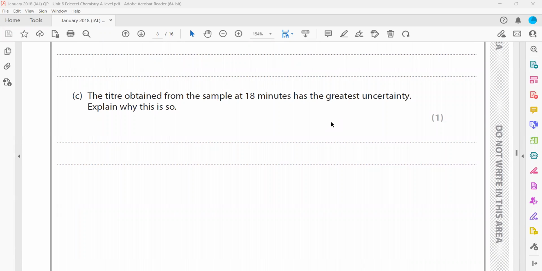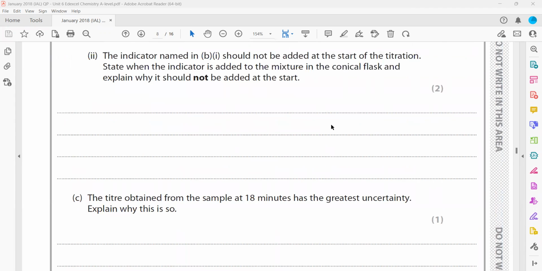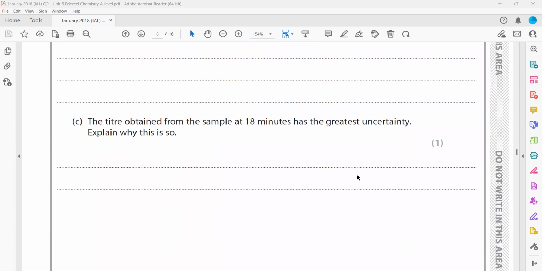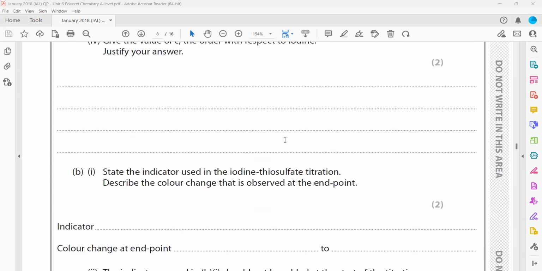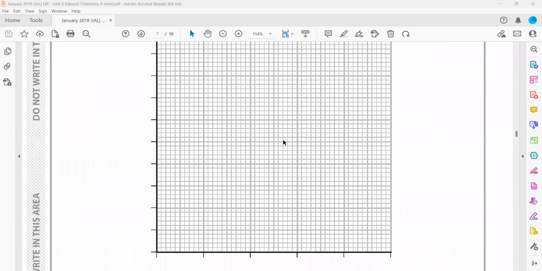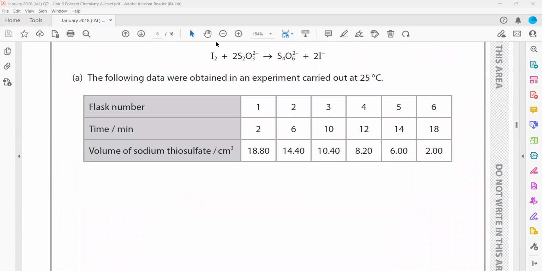sample at 18 minutes has the greatest uncertainty. Explain why this is so. So why is the titer having the greatest uncertainty? If you see the table, we record the smallest value. What is percentage uncertainty? Percentage uncertainty is uncertainty divided by value recorded times 100. So if we record a smaller value, then we'll have a higher percentage uncertainty. Because it's the smallest titer, it will have the highest percentage uncertainty.